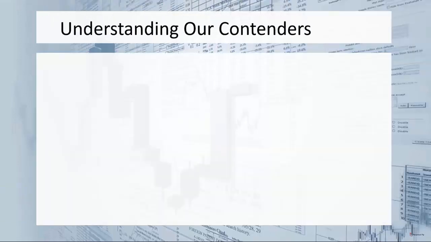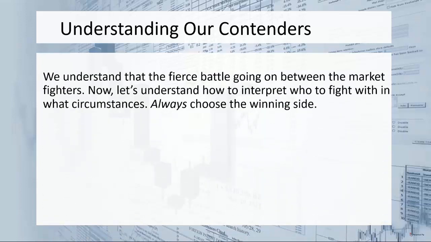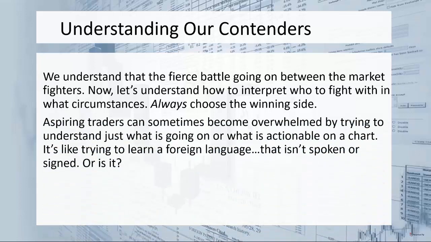The first thing that we need to do is understand our contenders. As we discussed in the last educational portion, we talked about the two contenders, the bulls and the bears. We know that they exist and they're constantly fighting for control in the market. Now we need to understand how either one of them gains control of the market. And of course, we want to choose the winning side, right? This is where traders can stumble a lot, understanding what the market is trying to tell them, because it's akin to learning a foreign language, except that it isn't spoken or signed in any way, shape, or form.